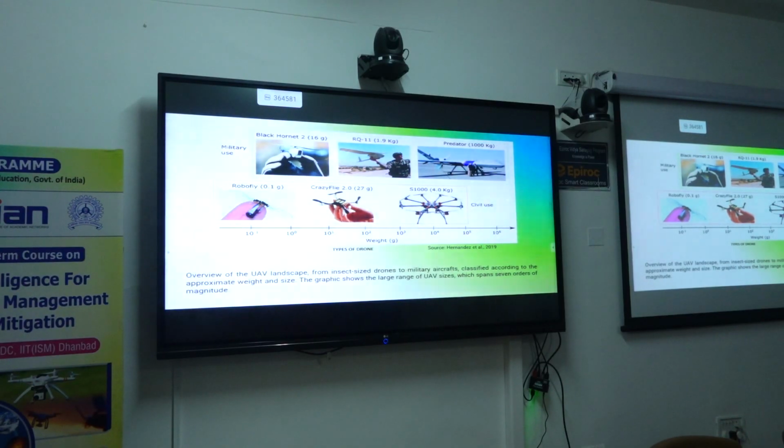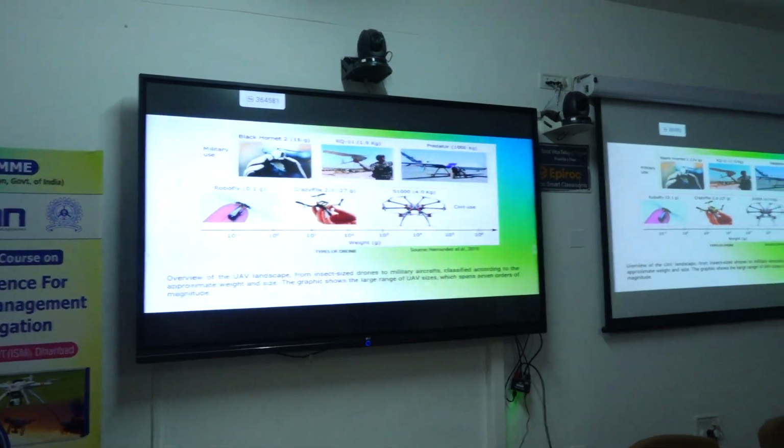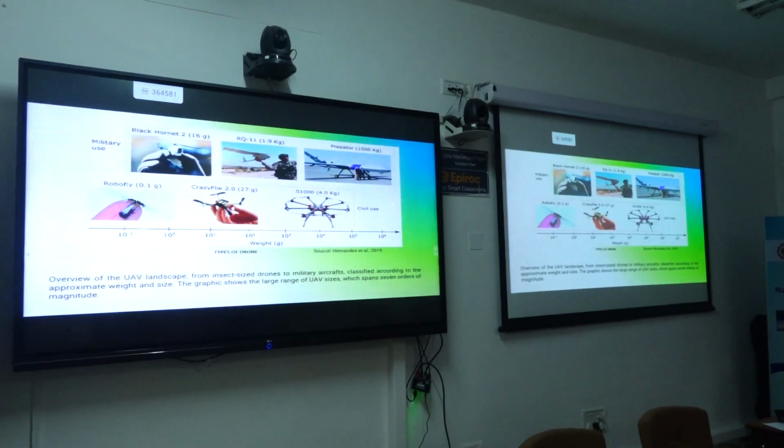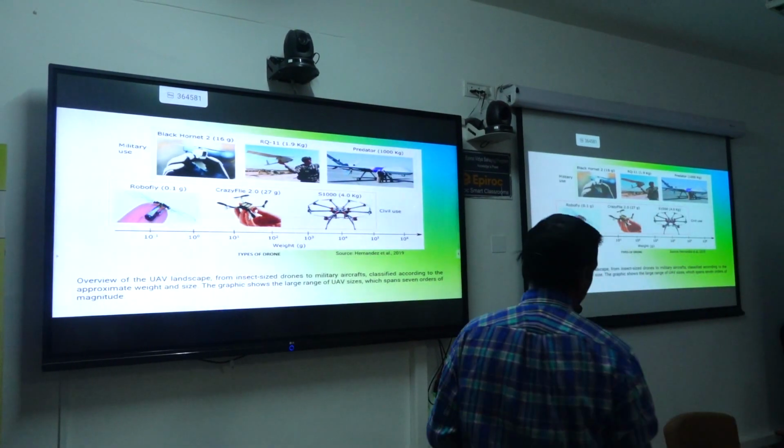Now the classification on the basis of altitude and the classification on the basis of range: how much range it communicates, how much time it flies, and at what altitude it can fly. If it is a low altitude, low area is covered, low surveillance. For high altitude, high capacity is required for flying, and a high range of flying is required. Flight time is required.